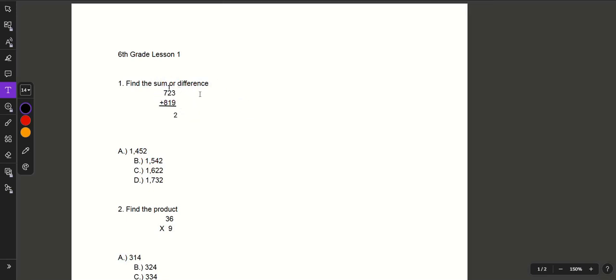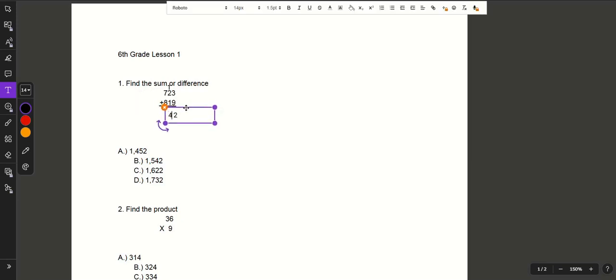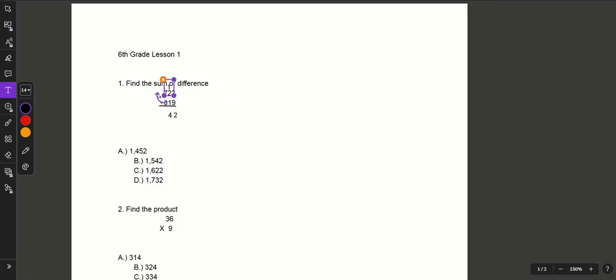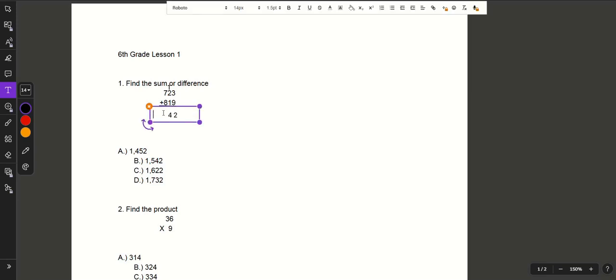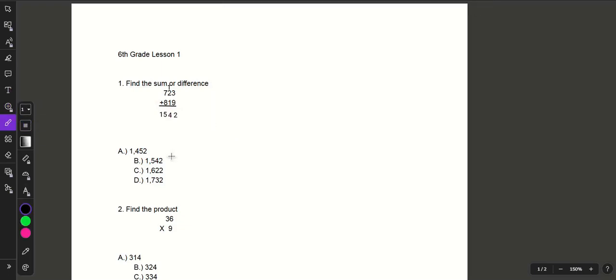And next spot is 1 plus 2 plus 1. So that'll equal 4 right here. And after that, 7 plus 8 will equal 15. So, and that'll be our answer, which is B.